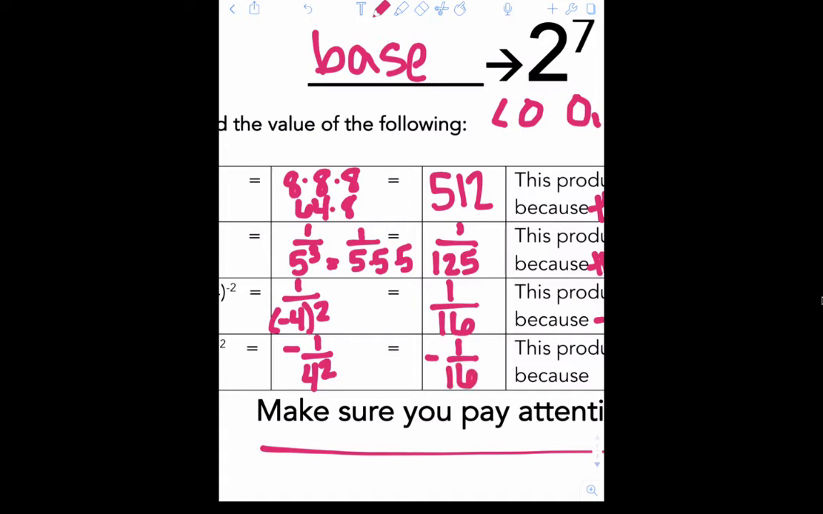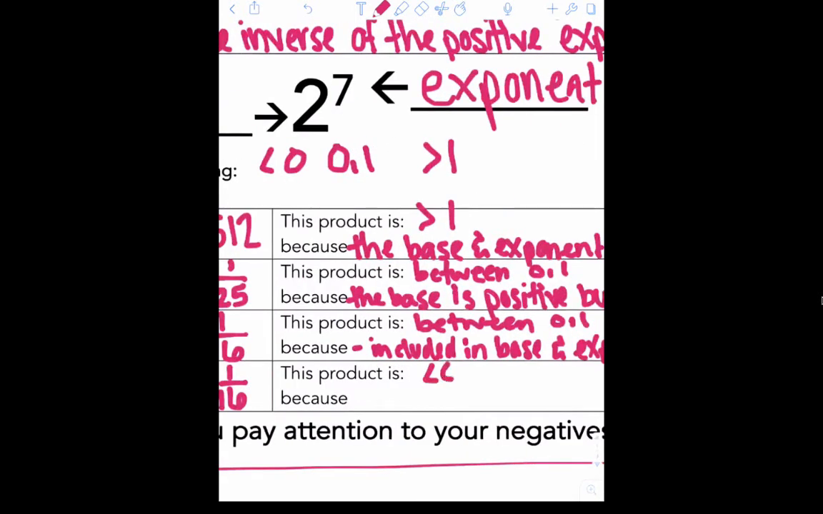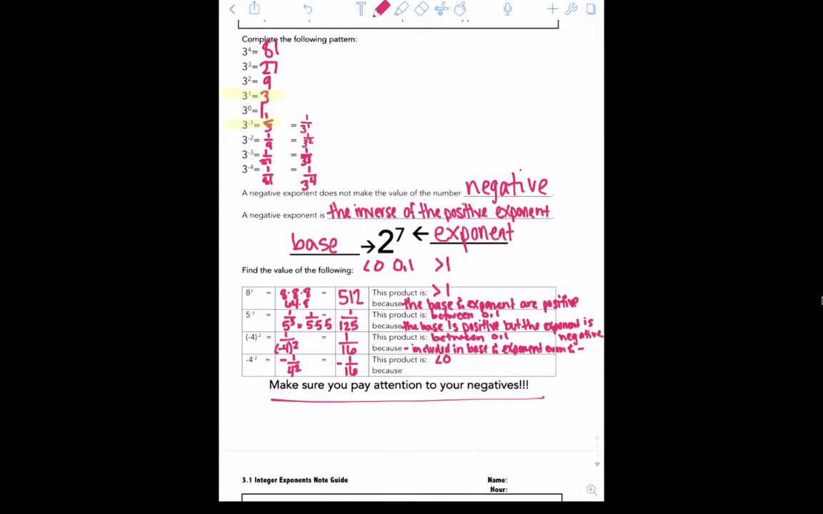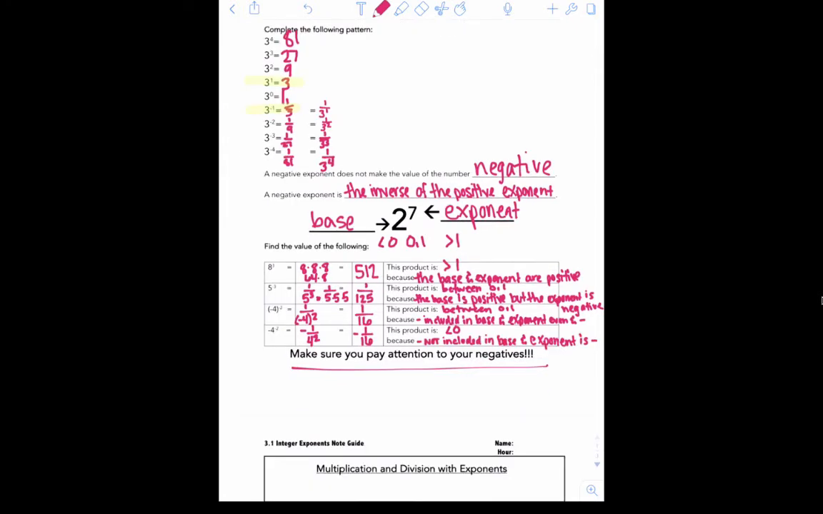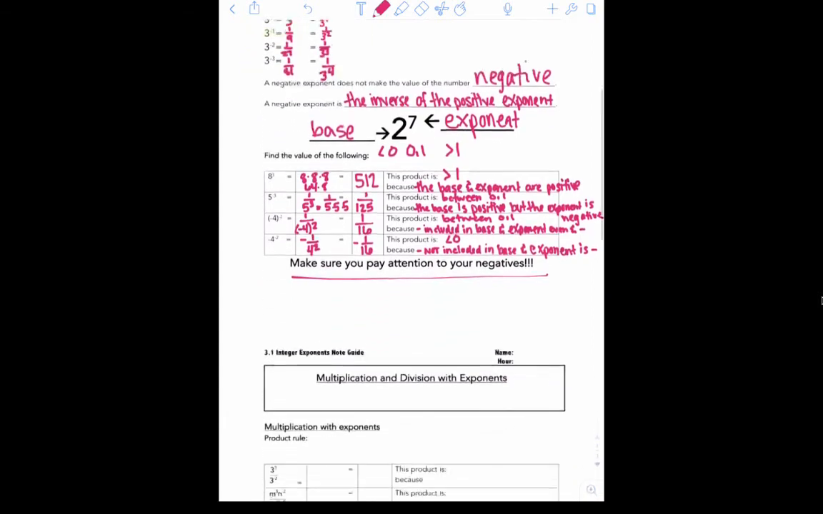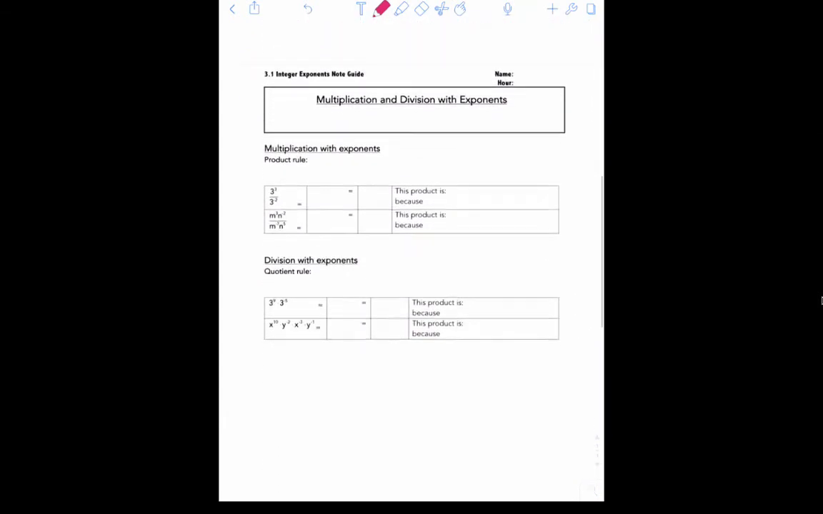So this product is less than 0 because the negative is not included in the base, and the exponent is a negative. Once again, I want to remind you to make sure you pay attention to those negatives because that makes a big difference in your answer. You need to make sure you're being precise. You're being very careful.